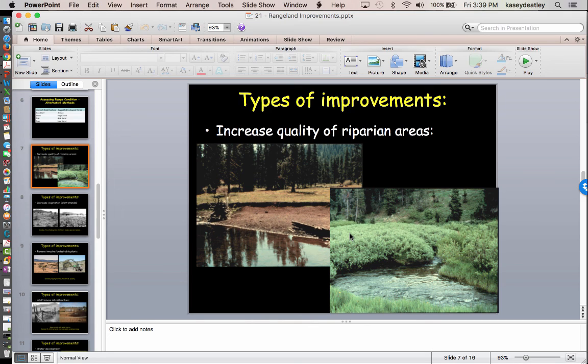So make sure that you're including a couple of improvements and be strategic in your rangeland management plans and group projects. And remember the budgeting piece. You guys need to have money built in for budgeting your improvements.